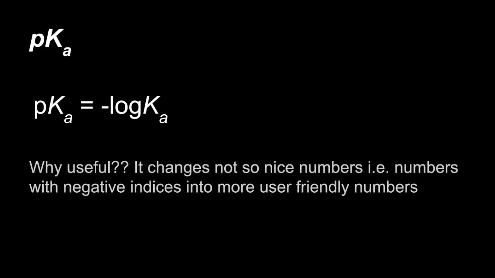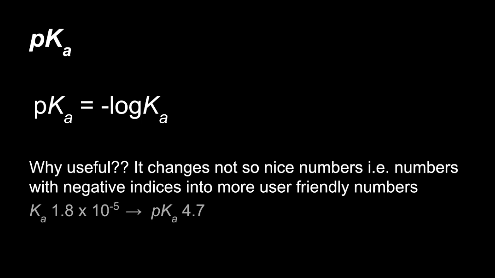So I thought I'd include pKa as well. So pKa is equal to the minus log of Ka. So why is it useful? I've even seen this asked in exams before. It changes not so nice numbers. Now obviously you wouldn't write that in the exam. So you'd write, it changes numbers with negative indices into more user-friendly numbers.